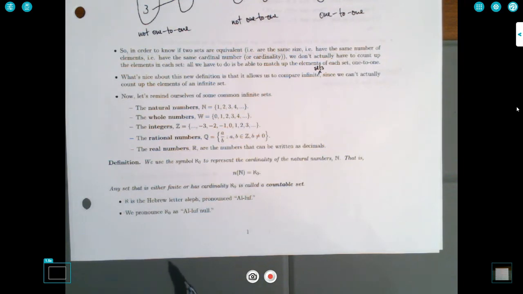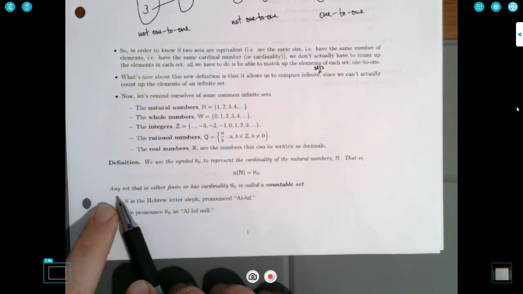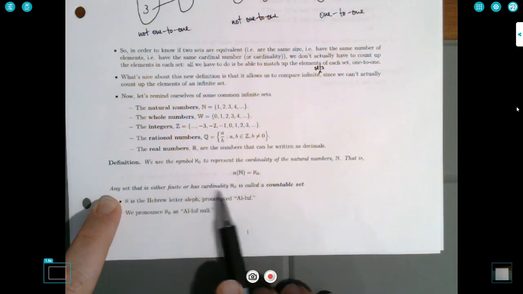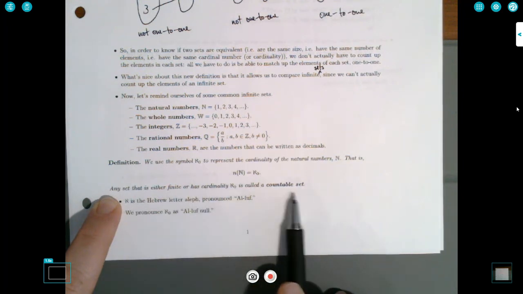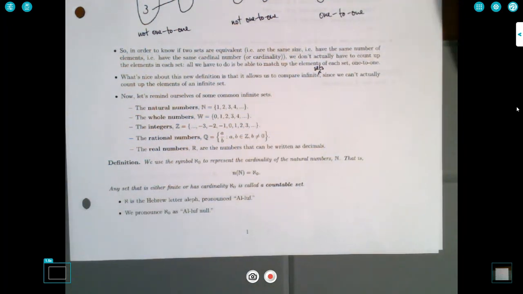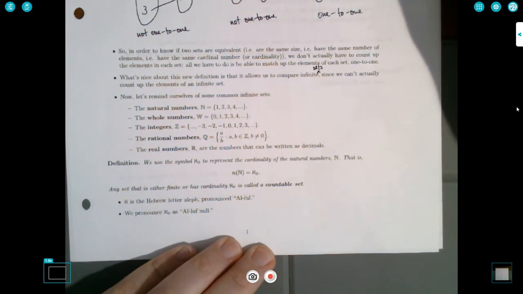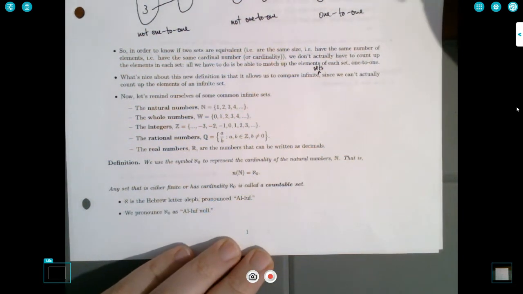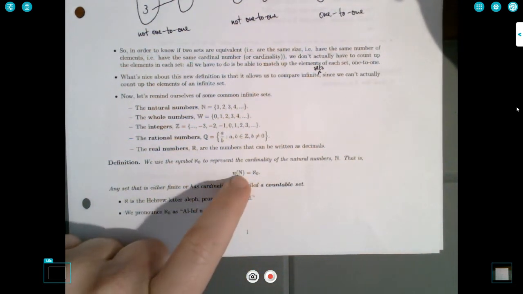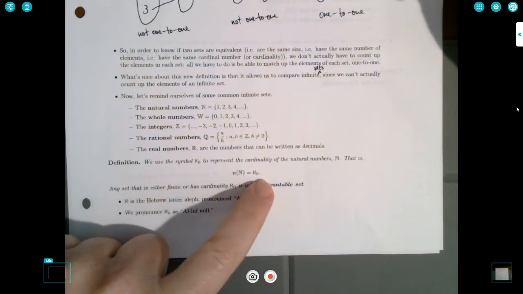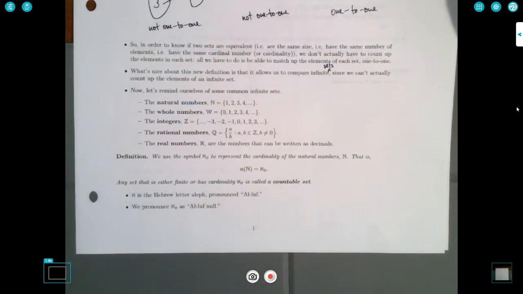What's more is that any set that's either finite or has cardinality Aleph null is called a countable set. So it's a countable set as long as it's either finite or it has the same cardinality as the natural numbers, namely Aleph null, this new thing that we're defining.